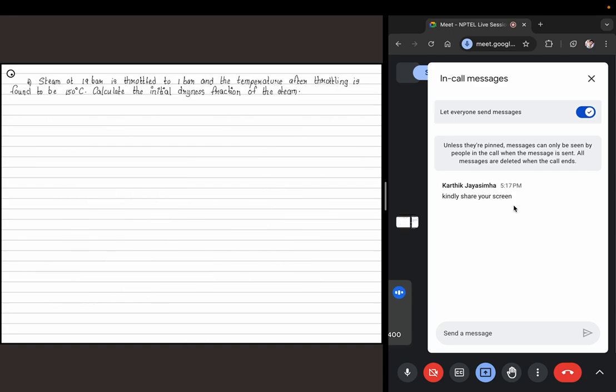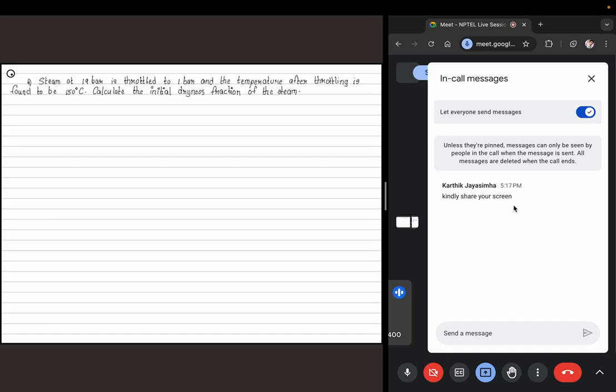Now here, it's actually a reverse problem where you are asked to find the dryness fraction. There is something called throttling here, which we will discuss later also. So what we'll see here is, say initially your steam is at a certain pressure of 19 bar and it is throttled to 1 bar, and the temperature after throttling is found to be 150 Celsius. Calculate the initial dryness fraction of the steam.